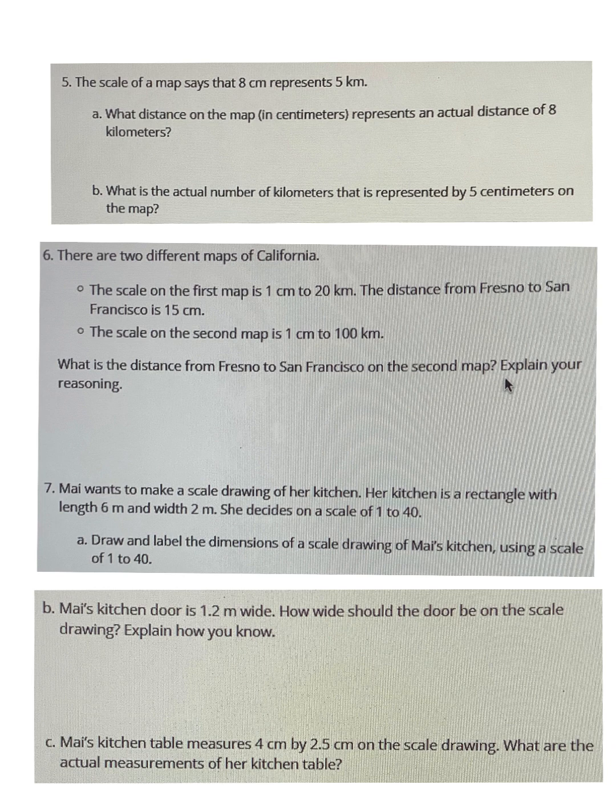So for number 5, we're going to use cross products to figure this one out. First, let's take our scale, which is here in the actual question: 8 centimeters is in ratio to 5 kilometers. This is your scale. And now we're looking for an actual distance of 8 kilometers.